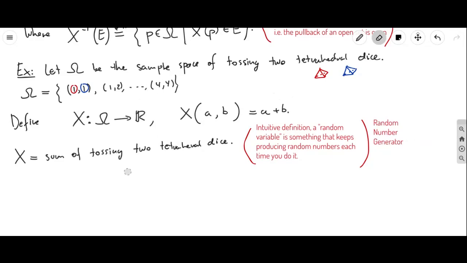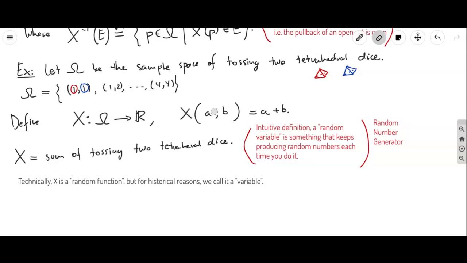Now, it's a little bit funny because usually the input that goes into a function is called a variable, and then you call the function a function. So the terminology is a bit funny. Technically, X is a random function, but for historical reasons, we call it a random variable.